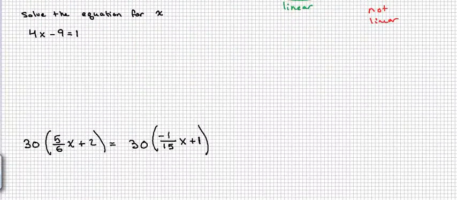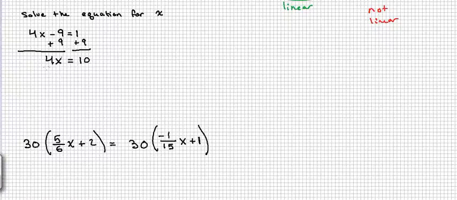Okay, so let's solve the equation for x. So now we're going to talk about algebraically solving these guys. So the first thing we're going to do is take this 9 to the other side. We're going to add 9 to both sides. When we do that, we're left with 4x. This is going to be 1 plus 9, which is 10.